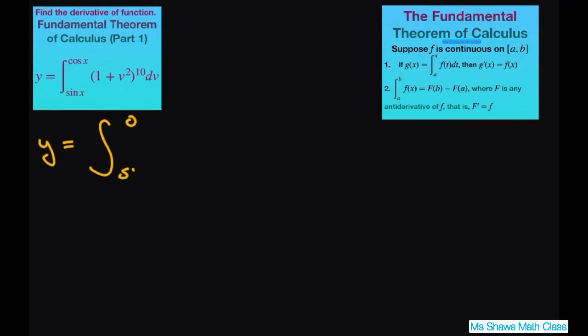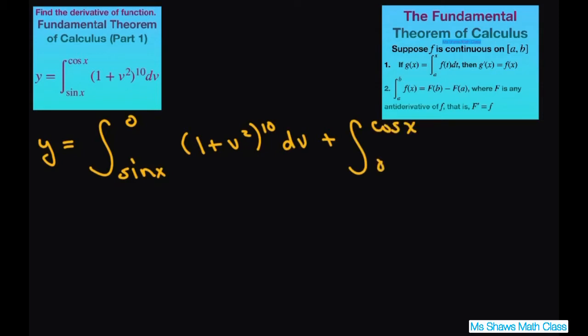We're going to go from sine of x to 0, 1 plus v squared to the 10th power dv, plus, and then we go from 0 to cosine x. And if you split it up, it's going to be a lot easier to find the derivative. Okay, remember we want g prime of x to equal f of x.